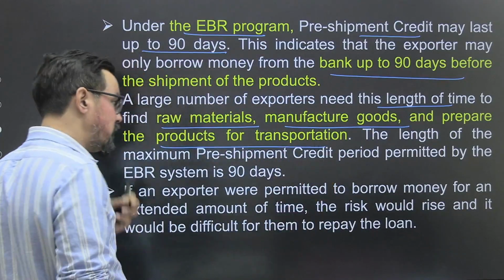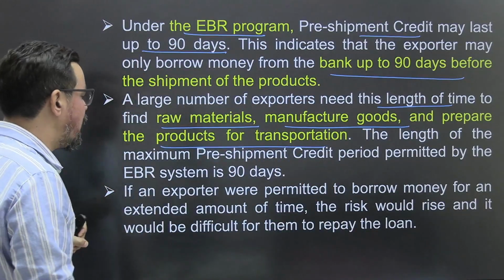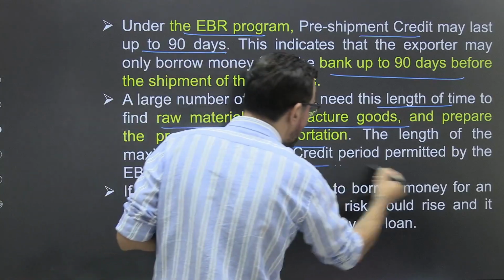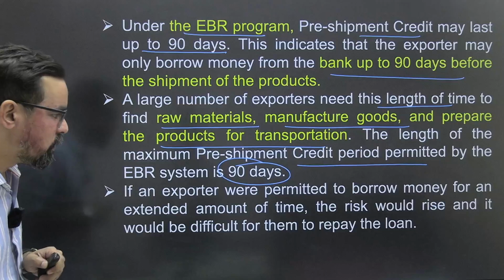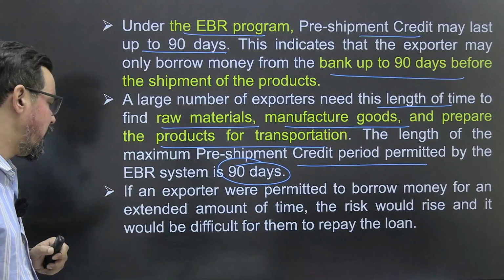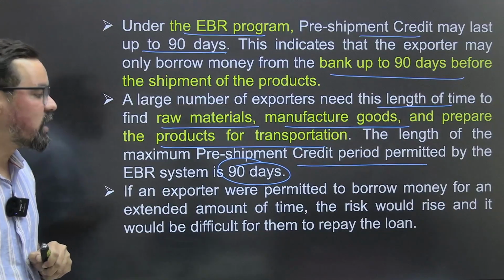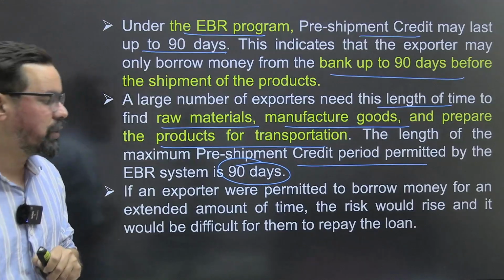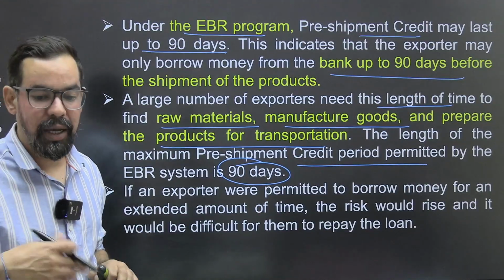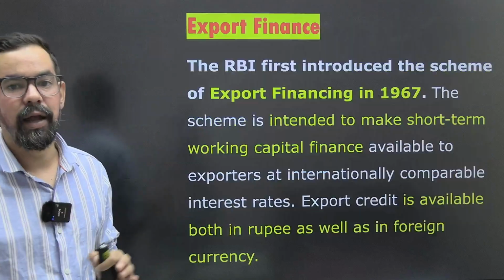The length of the maximum shipment credit period is how many days? 90 days. If exporters were permitted to borrow money for an extended amount of time, the risk would rise and it would be difficult for them to repay the loan also. So that's why the limit is 90 days only, right?